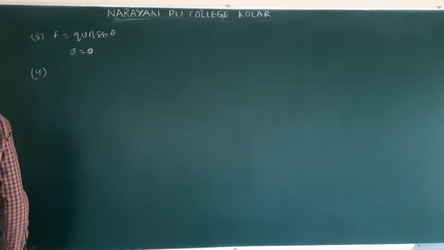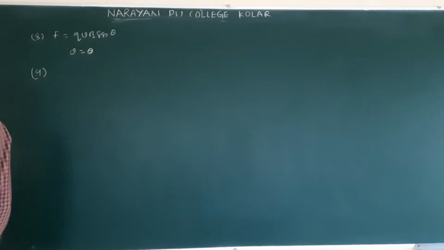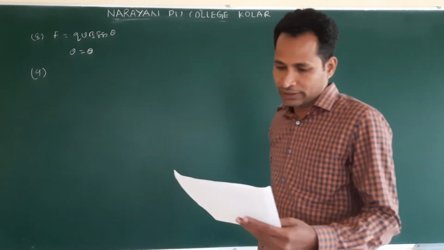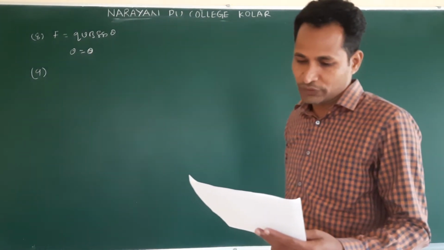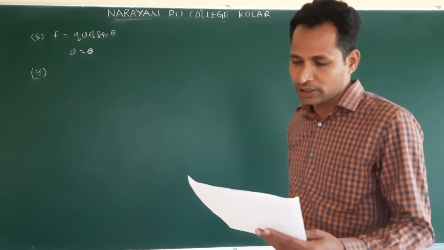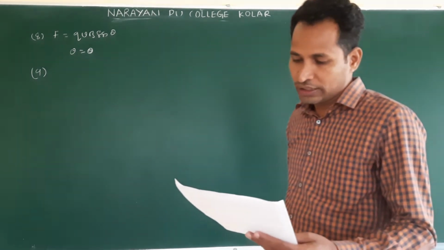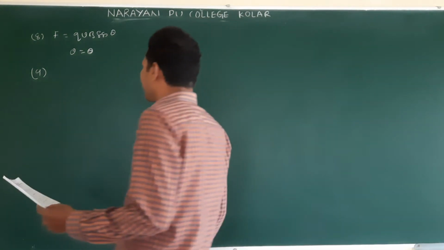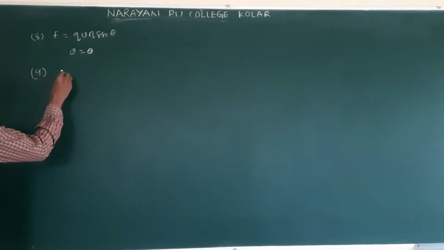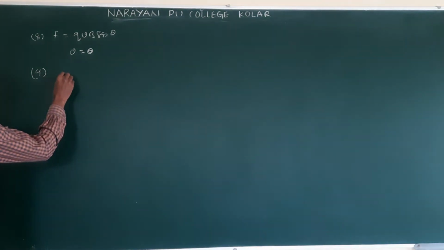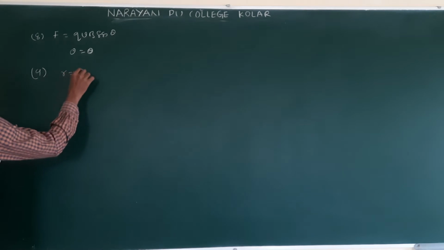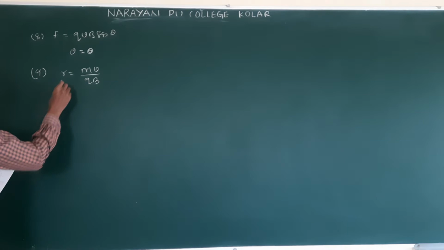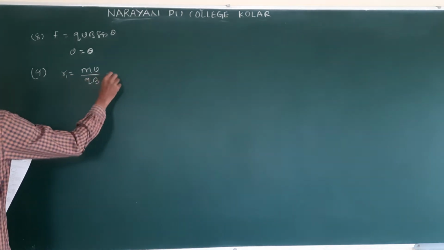Next, 9th one. An electron of mass m and charge q is traveling with speed v along a circular path of radius r at a right angle to the uniform magnetic field B. If the speed of the electron is doubled and the magnetic field is halved, the resulting path would be? First case, the formula is already given: R is equal to mv by qB. Clear?